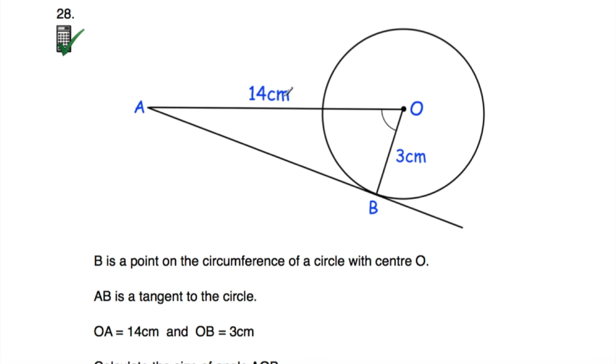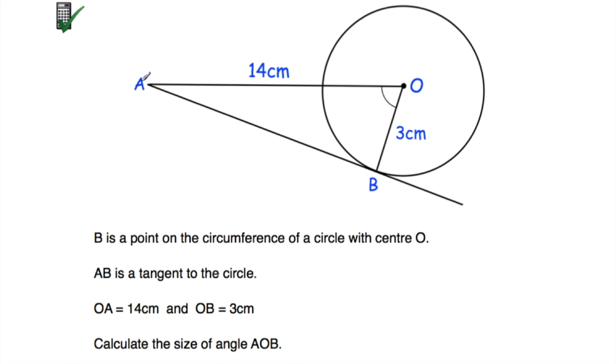It's a calculator question, and we've got this circle, and we've got what looks like a triangle, and we're told that B is a point on the circumference of a circle, center O. We're told that AB is a tangent to the circle, and that OA is equal to 14 centimeters, and OB, which is the radius, is equal to 3 centimeters. And we've been asked to work out the size of angle AOB.